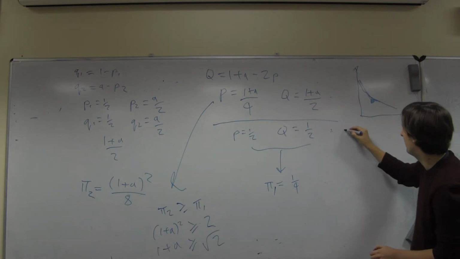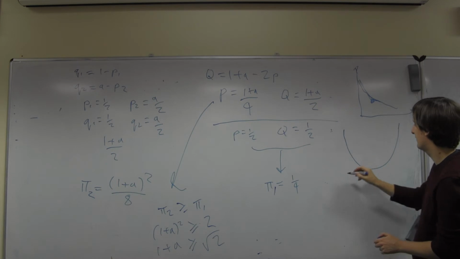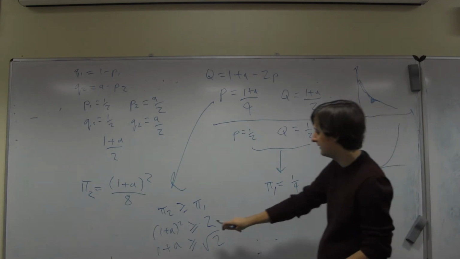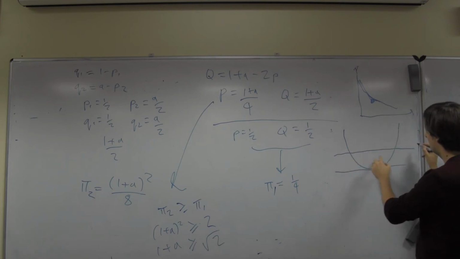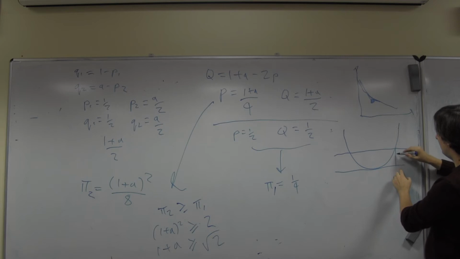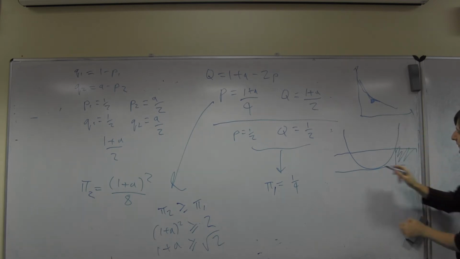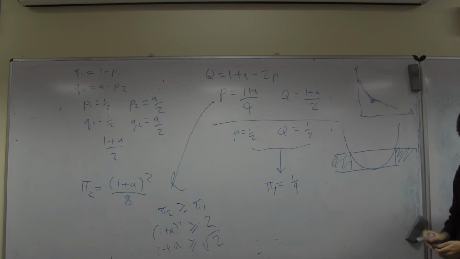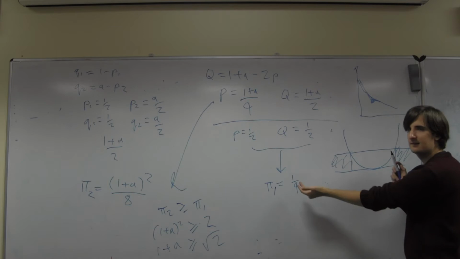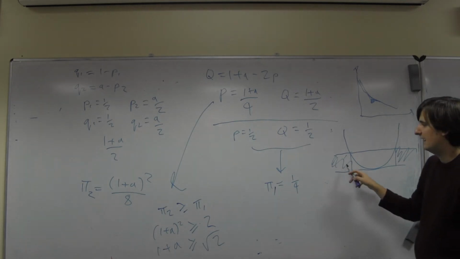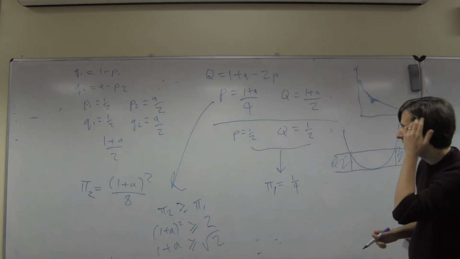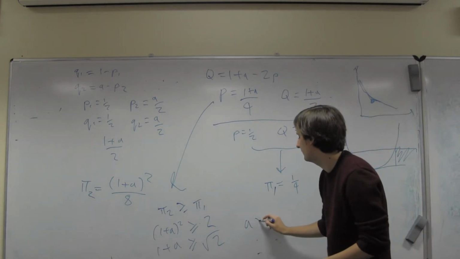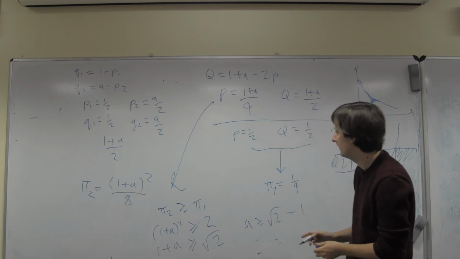If you think about what the graph of a quadratic looks like, we're interested in all the points bigger or equal to 2. So there are going to be two areas that satisfy this. There could be A really big and A really small, but A is certainly positive here, so we don't have to worry about that one. So A has to be bigger or equal to root 2 minus 1.